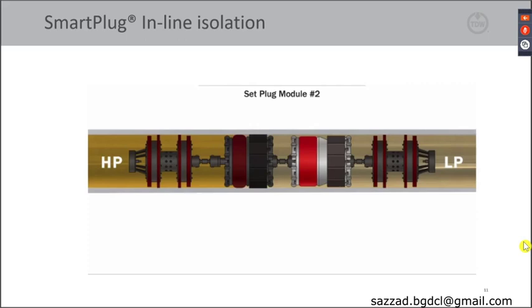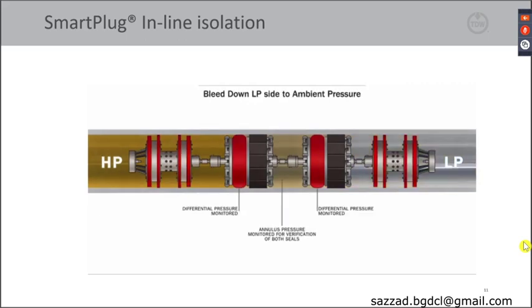This plug module is a fail-safe lock design, and differential pressure across each plug module is used to maintain the fail-safe isolation. By fail-safe, we mean that any increase in pressure across the plug module will increase the tool's gripping and sealing ability even further. It also means it cannot be unset until you have equalized the pressure across the plug module, which is an important safety feature for this kind of isolation system.